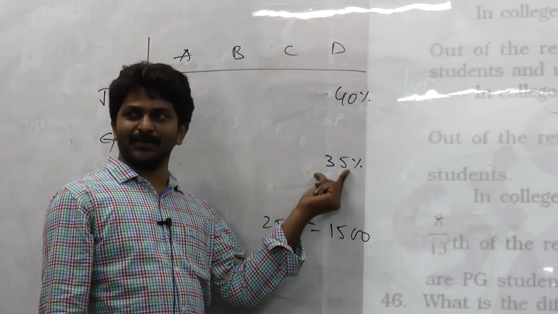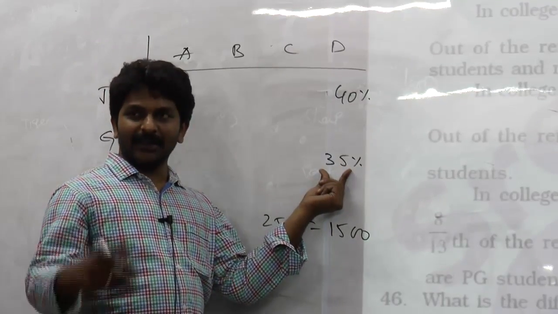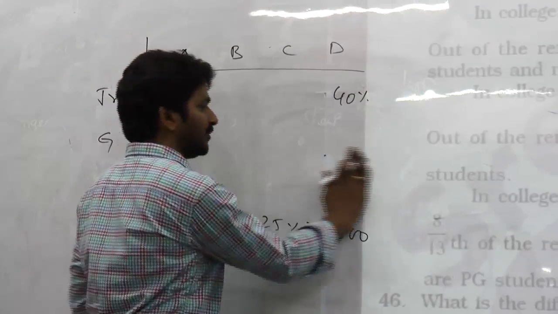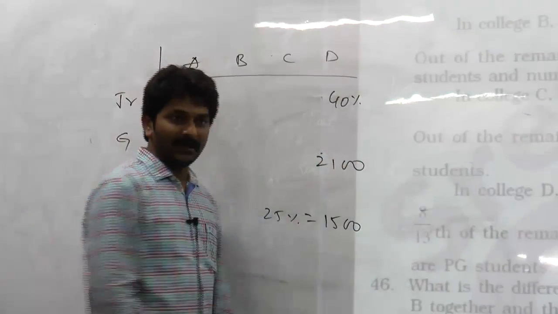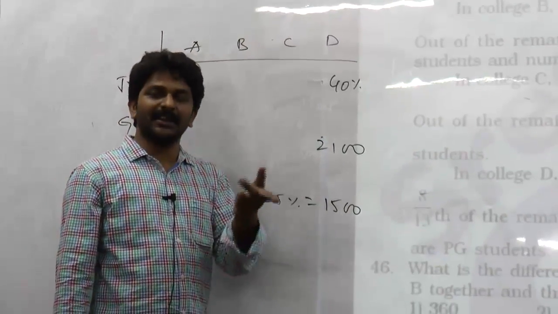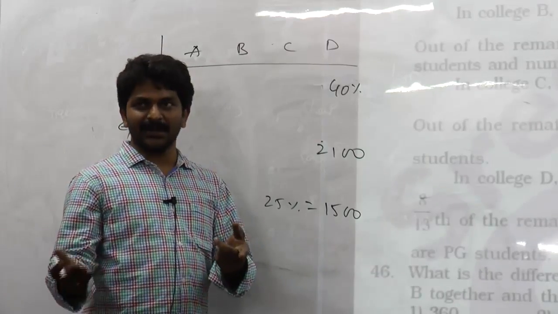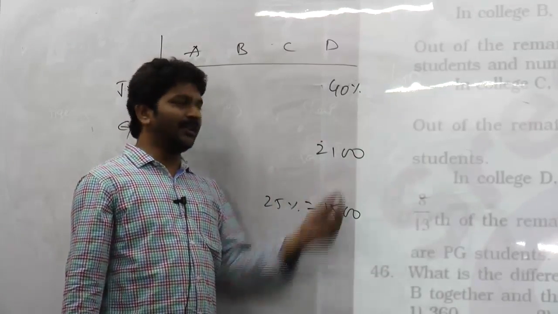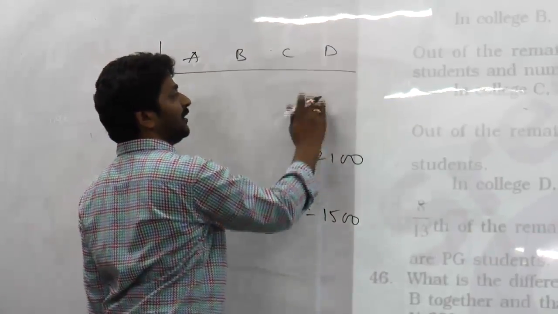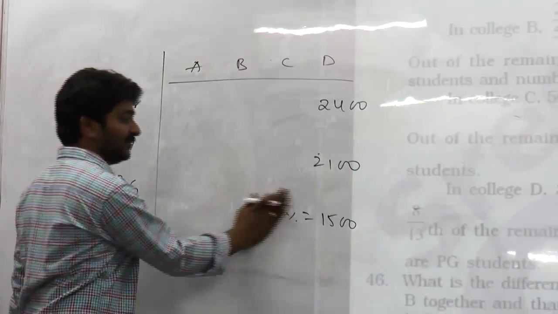Wait. Don't confuse me. Into 6, right? 35 into 2 into 3. 70 into 3, 210. So that is 2100. You understand my calculation? 35 into 6. Let's write 6 as 2 into 3. 35 into 2 is 70, which becomes a round figure. 70 times 3 is 210. And then you need to add 0. 40 into 60, 2400. Now you know total number of students in college D.